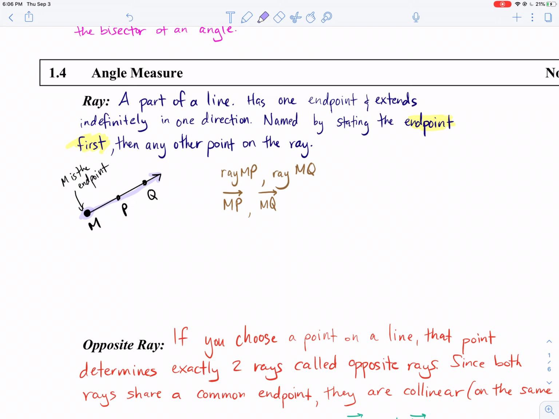So in this case, we can label it as ray MP, ray MQ, as long as we have M as the first letter, start with that endpoint, or we can just label it as ray MP with the line with the arrow on the top, or ray MQ.